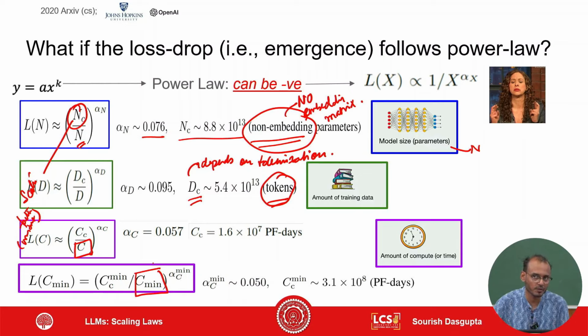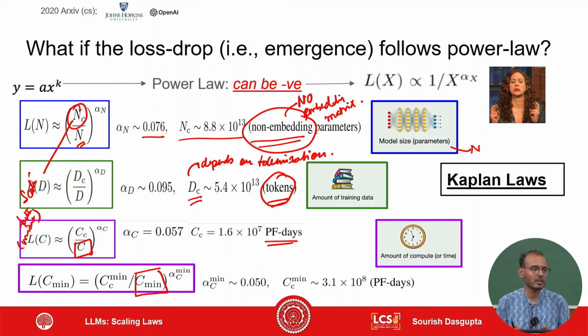C min is the minimum amount of compute that's required to achieve a target loss. Let's say you fix the loss and say the loss cannot be greater than this, it has to be this. Then what is the minimum number of FLOPs that you would require in the training iterations to hit that loss? That is C min. Again, this is measured in PF days, so it's basically that constant multiplied by 24 hours multiplied by 3600 seconds, which gives the total number of PF days, or petaflop days.